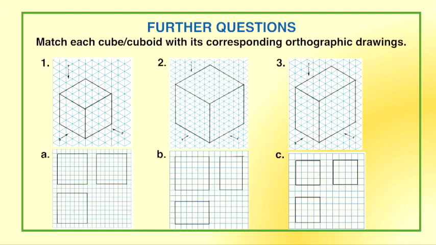As further questions, you can attempt these. Match each cube or cuboid with its corresponding orthographic drawings. The answer for number 1 is C. The answer for number 2 is A. And the answer for number 3 is B.